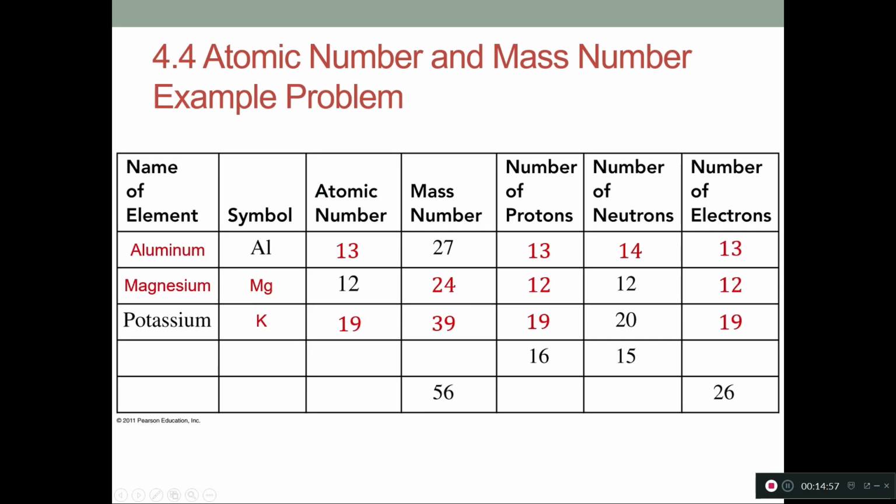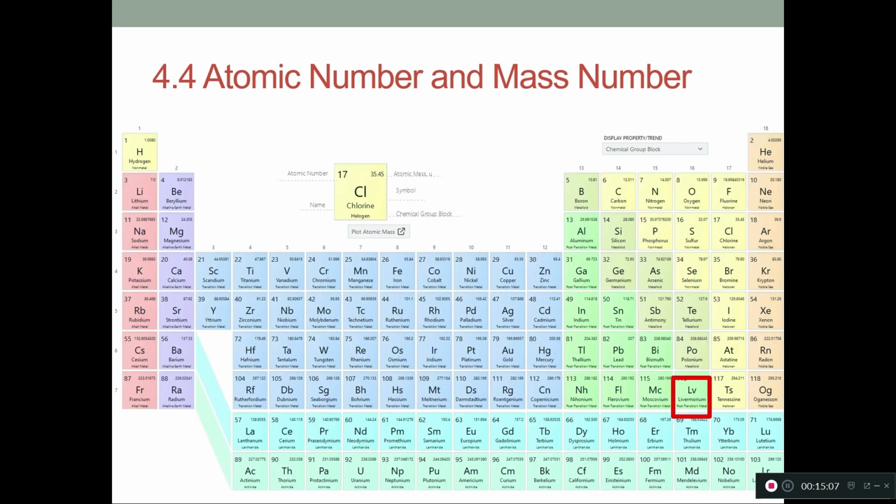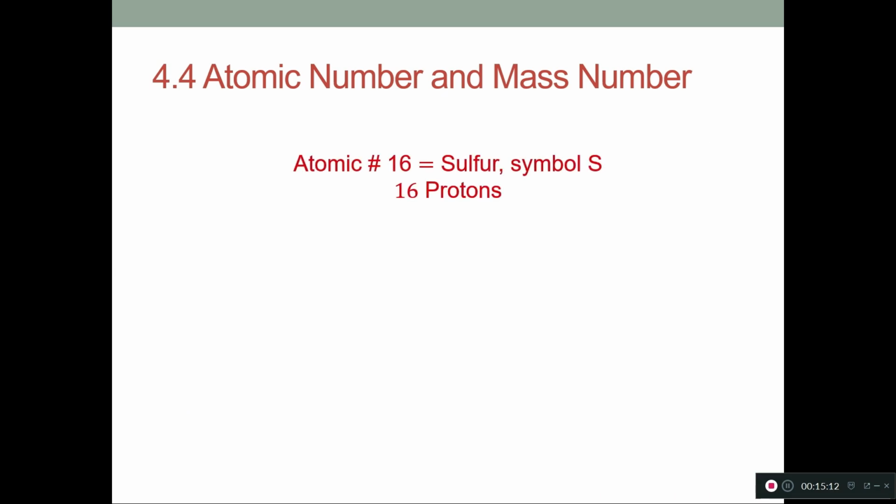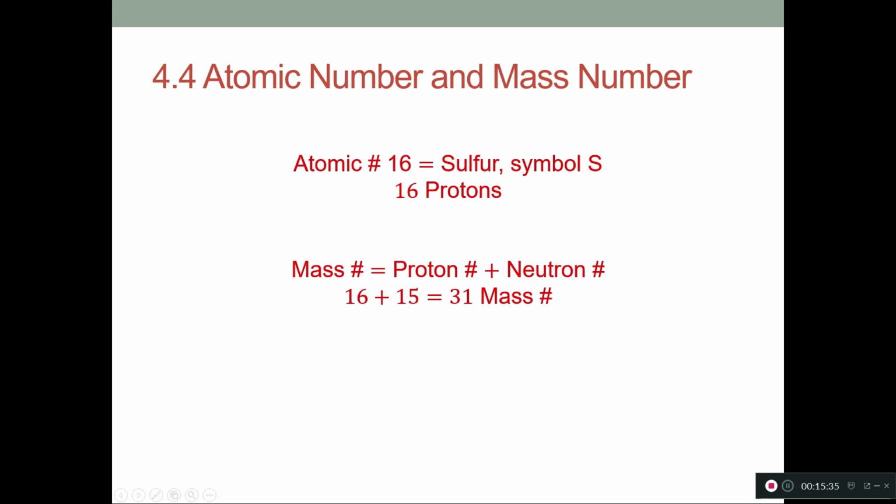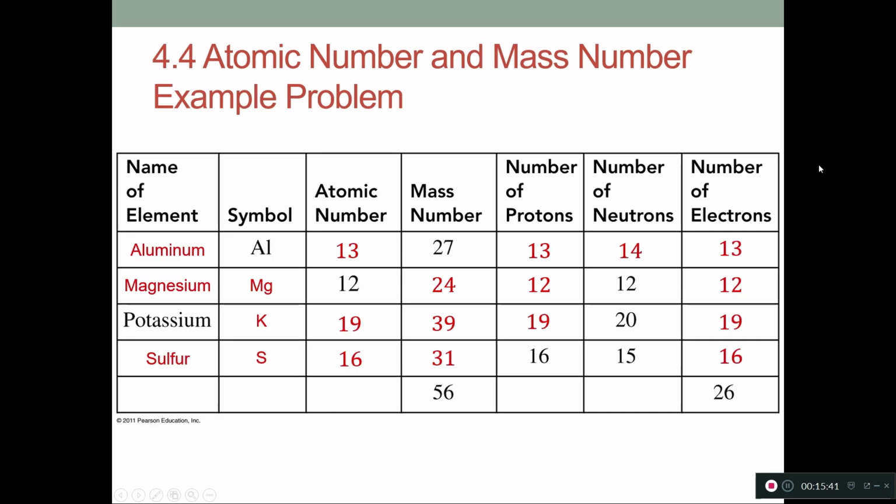The next one just gives us the number of protons and the number of neutrons. So we remember that the number of protons is equal to the atomic number, so we just look for the atomic number 16, so that's sulfur. So that's symbol S with 16 protons. We get the mass number by adding the proton number plus neutron number to get 31 for our mass number. And then the proton number, again, equal to the electron number, so that's 16 electrons. We can put this into our table.